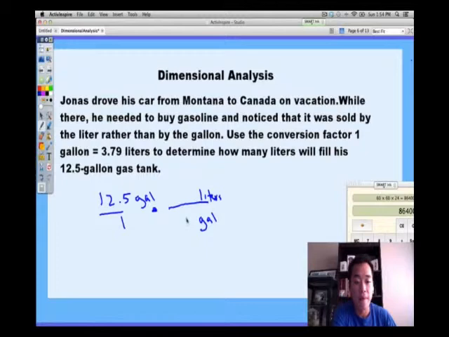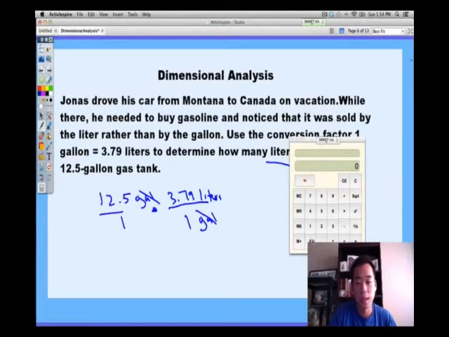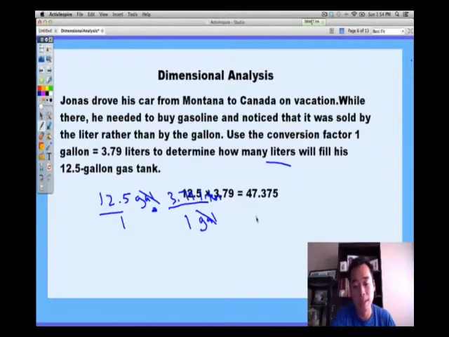And I know that for every 1 gallon, there are 3.79 liters. Gallons cancels out with gallon, liters is left, and here's my question. How many liters? So I'm good. Now I just do the math part of it. My numerator is 12.5 multiplied by 3.79, and I get 47.375. I'm going to round to 2 decimal places over 1.